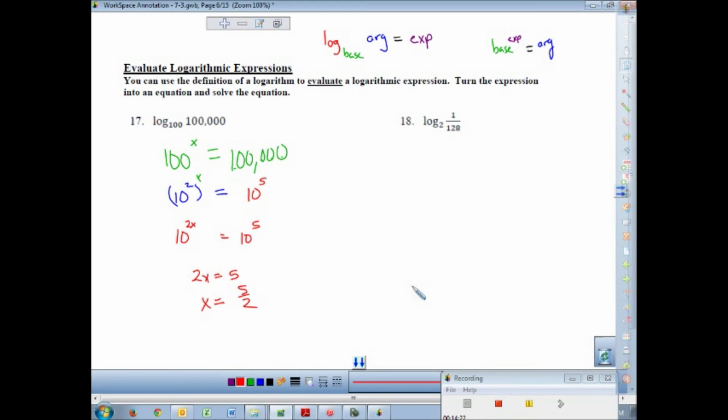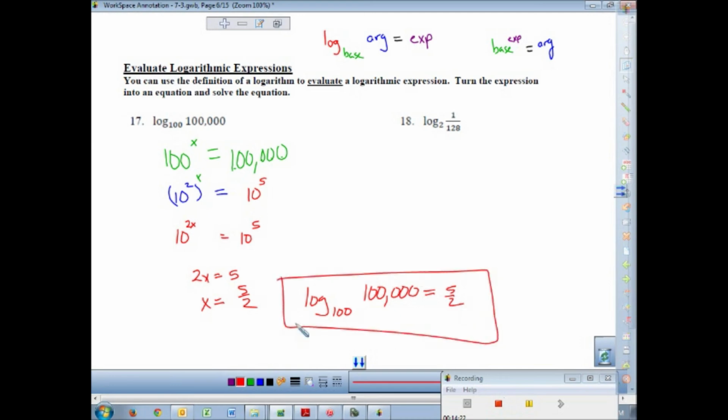Over here, give 18 a try. Barack Obama, give it a try. What? Oh, yeah, thanks. Log base 100 of 100,000 equals 5/2. Thanks, my bad. I got too excited there.